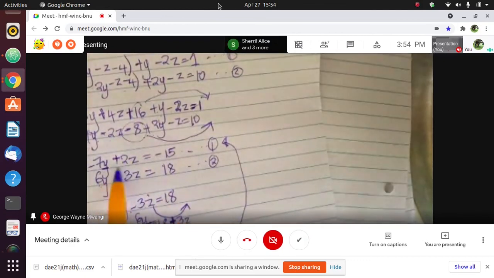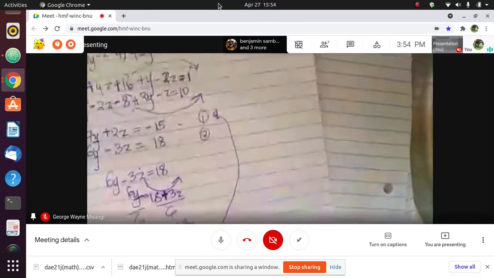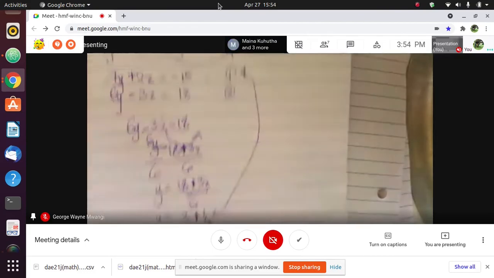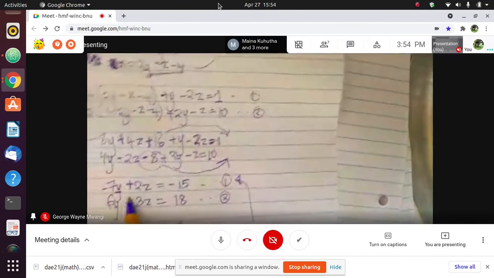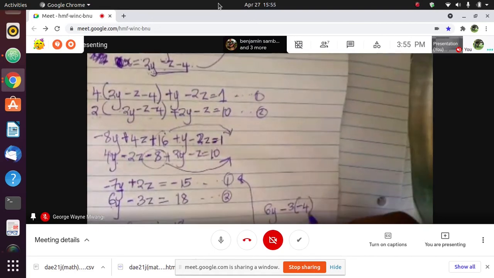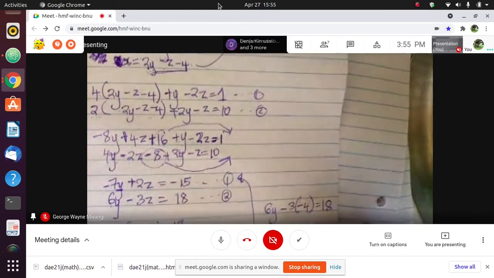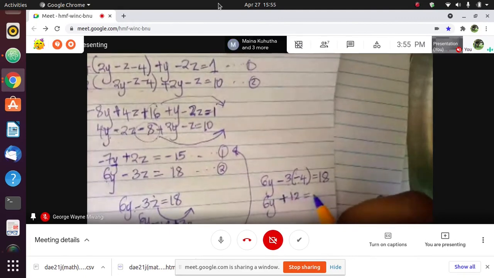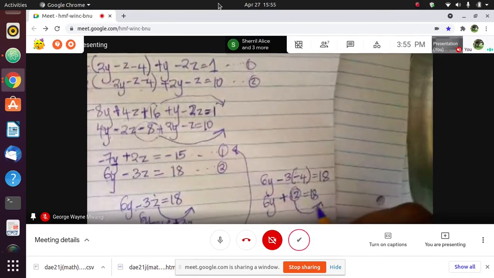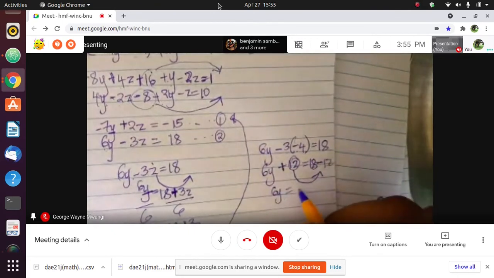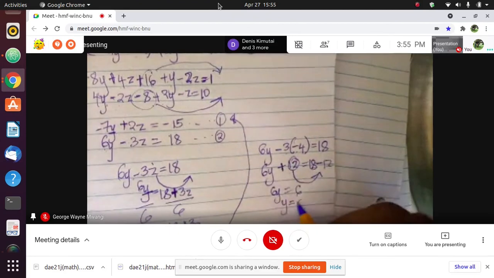Let's take the second or the first, whichever will give us the value of y. Even this one here, y is equals to 3 plus a half z, it should still give you the value of y. So taking this second equation here, 6y minus 3, the value of z is minus 4, is equals to 18. So 6y minus 3 times minus 4 gives us 12, plus 12 is equals to 18. We take this constant 12 to the other side of the equal sign, and it will become negative 12. So 6y is equals to 18 minus 12 will be 6. Therefore, the value of y is equals to 1.